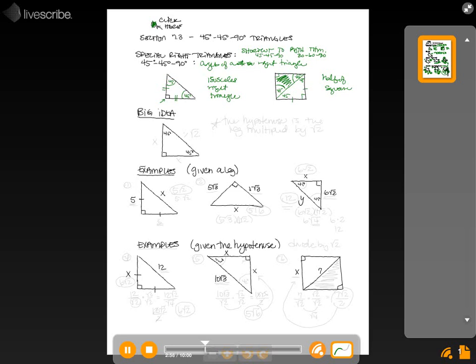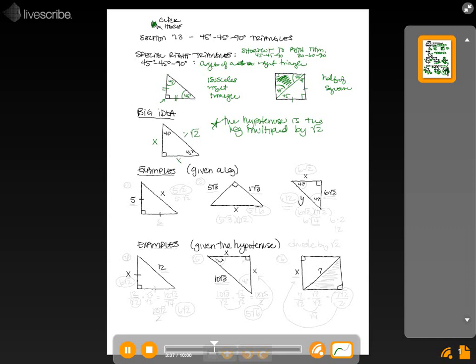Now the big idea, the shortcut, is that the hypotenuse is the leg multiplied by root 2. Okay, so we're going to use variables in our diagram over here. We're going to say that the leg is x. Since one of the legs is x, the other leg has to be x also. And what our shortcut tells us is that if the leg is x, the hypotenuse is just x root 2.